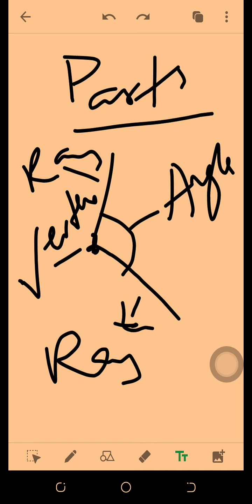So in our next lesson, we'll be looking at types of angles, and then there are various formulas and how to calculate them. That's basically what we shall be looking at in our next lesson.